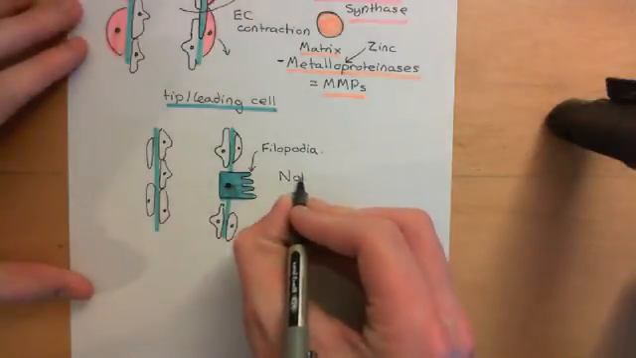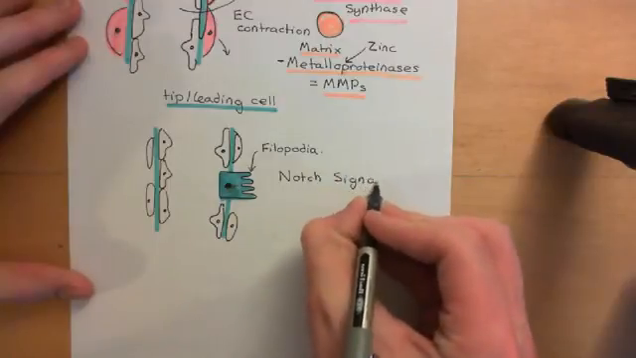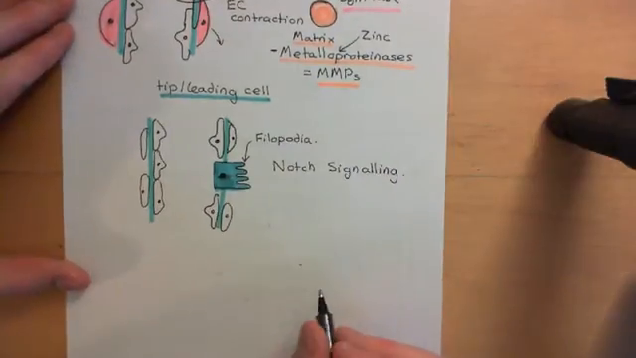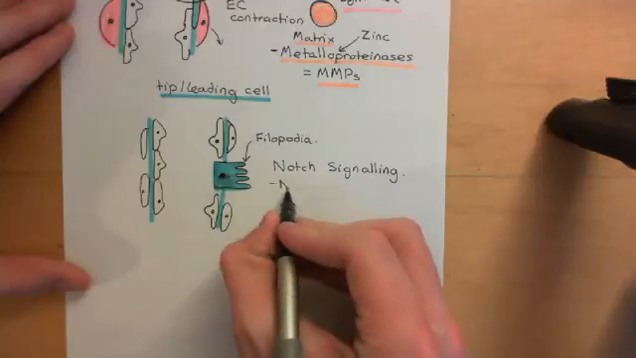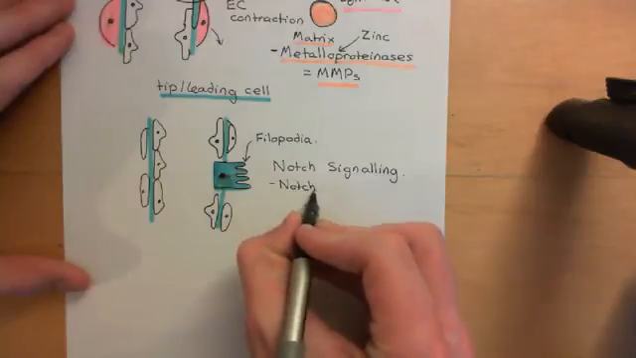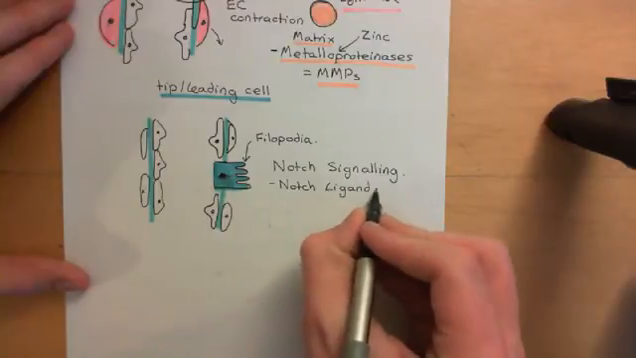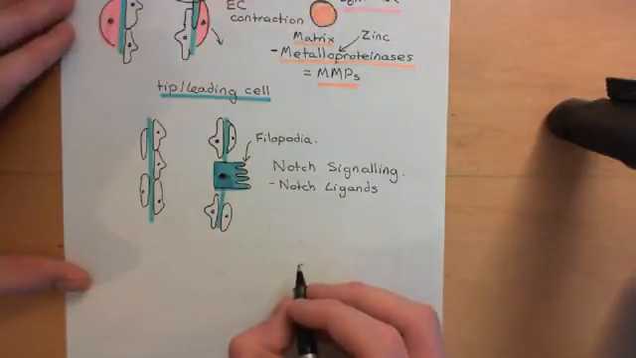Notch signaling is a signaling pathway that's extremely important in developmental biology, but it's also extremely important in this angiogenesis process here. Basically in notch signaling you have two major components. You have notch ligands and then notch receptors. Let me tell you about the different notch ligands, then I'll tell you about the different notch receptors, and then I'll tell you which are going to actually be important in this signaling between the tip cells and the other endothelial cells.